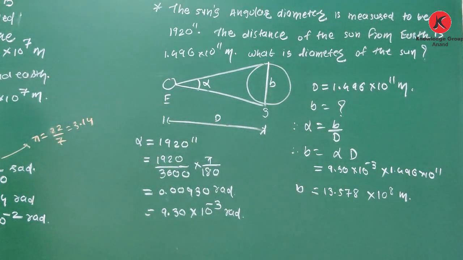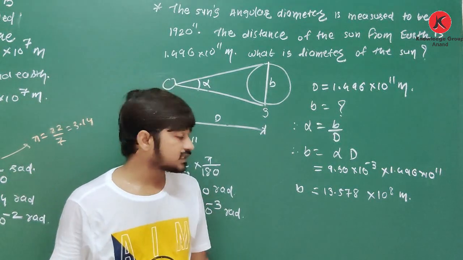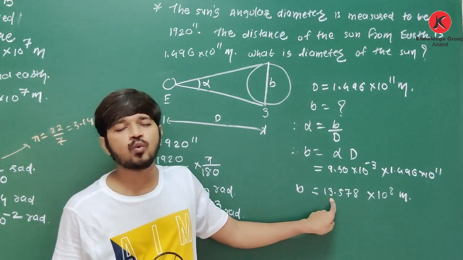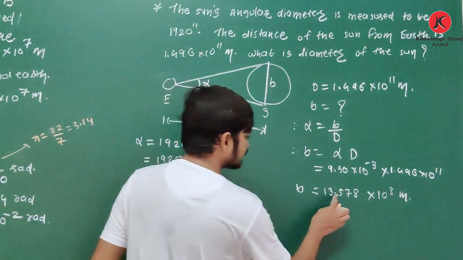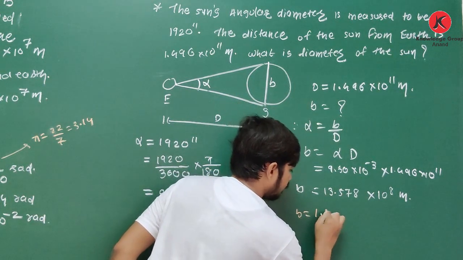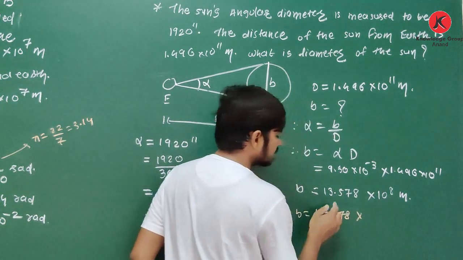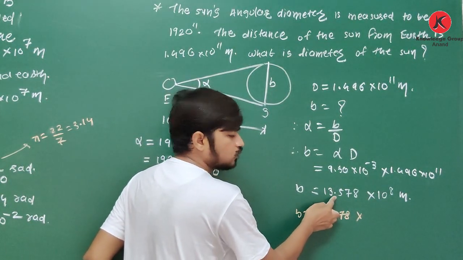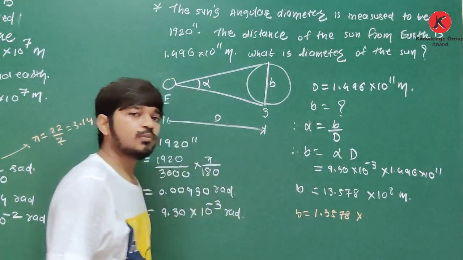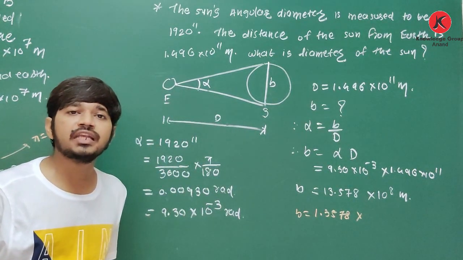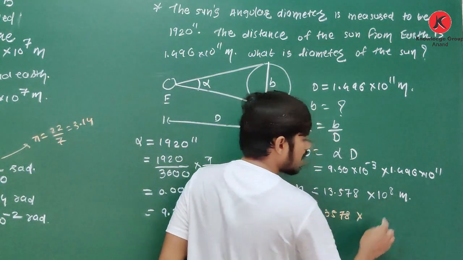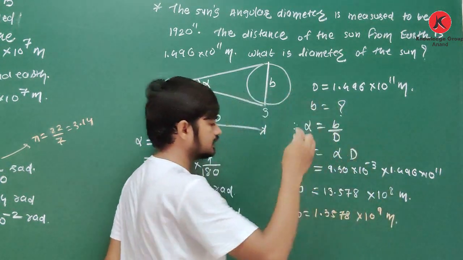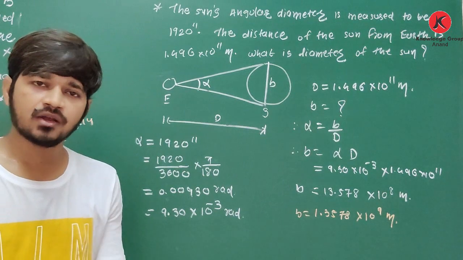But again, I want to write this answer such that before the decimal point I need only one non-zero digit. Then I have to displace this decimal point. V is equal to 1.3578. This means the decimal point has moved to the left by one step. Then you have to increase the power by 1. What is the power of 10 here? It is 8. So here you have to write the power of 10 as 9. Very simple.